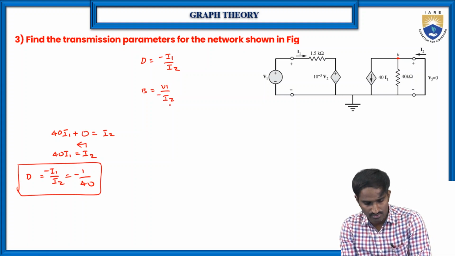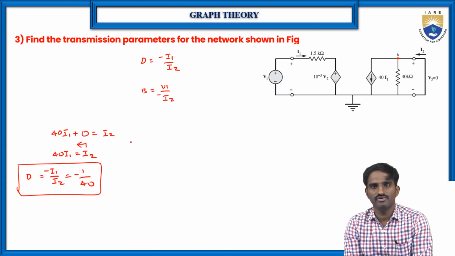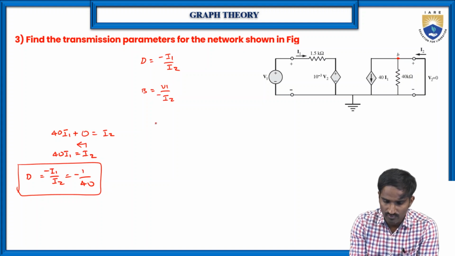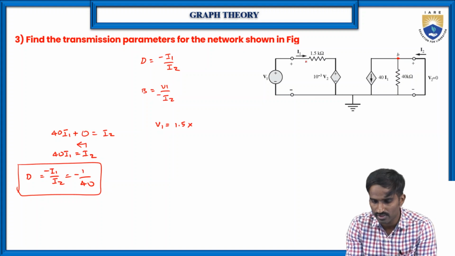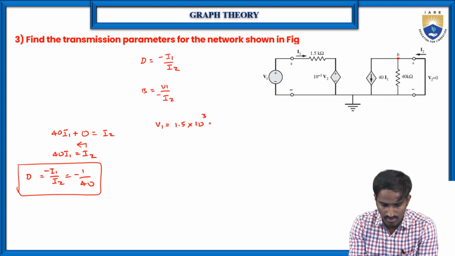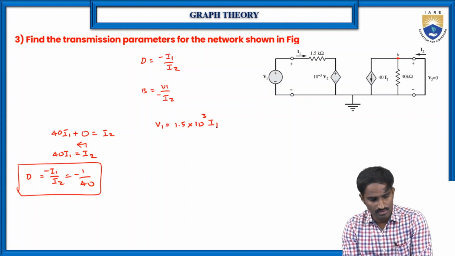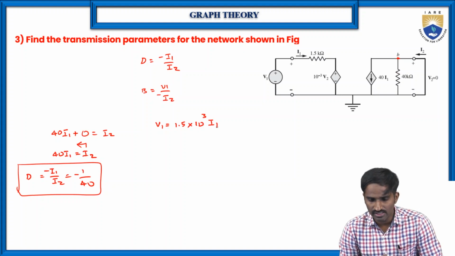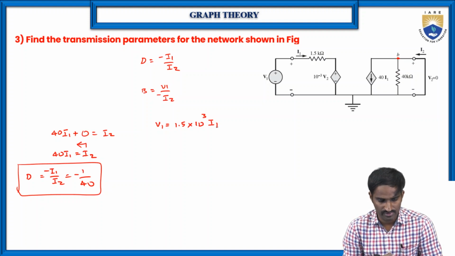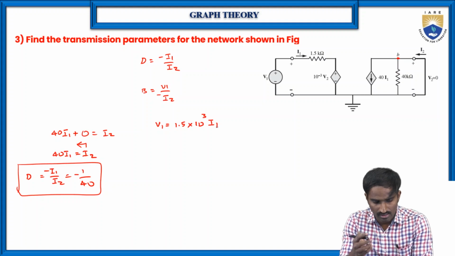Then how to find V1 by I2? Of course, anyway here V2, yeah. Then we can apply the KVL to the loop 1. So by applying the KVL to the loop 1 here, V1 is equal to 1.5 into 10 to the power of 3 into I1. Okay, so here applying the KVL to the input side, V1 is equal to 1.5 into 10 to the power of 3 into I1.